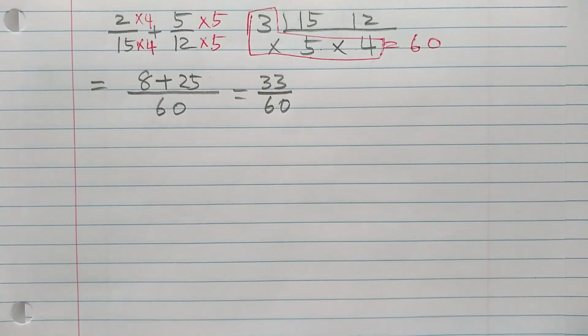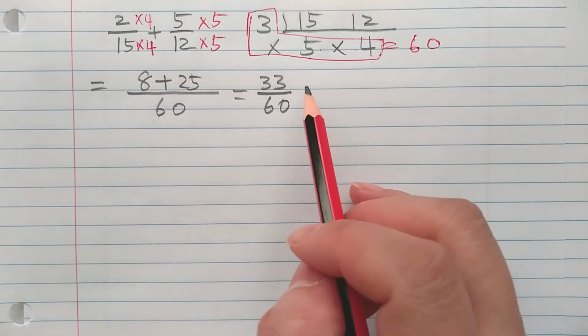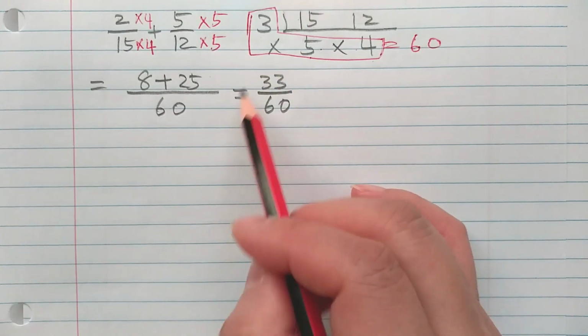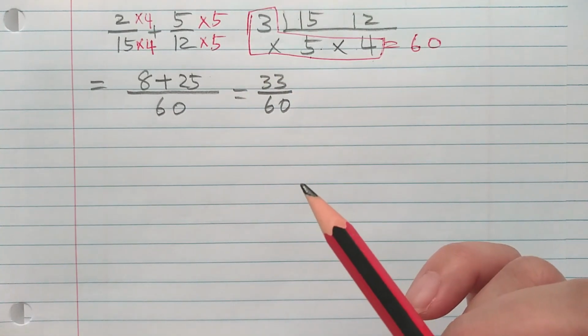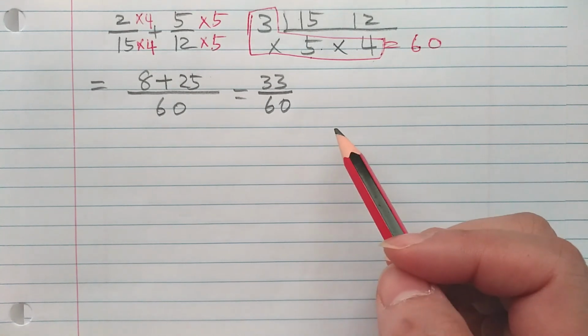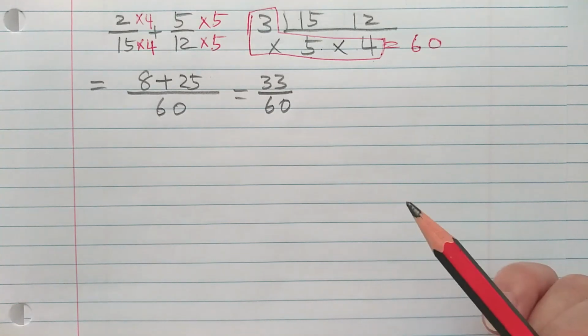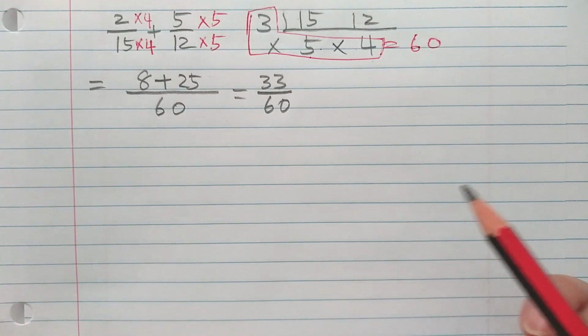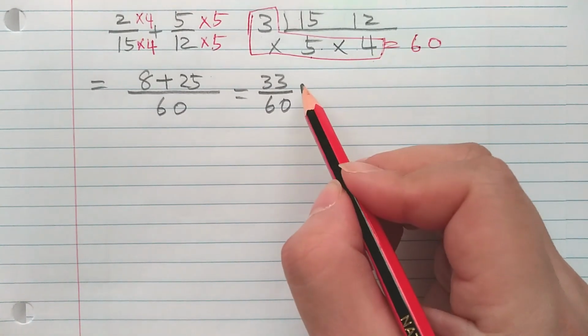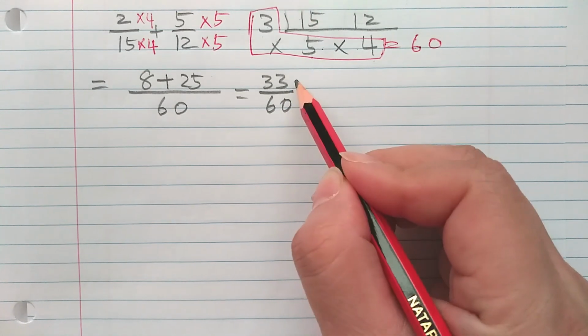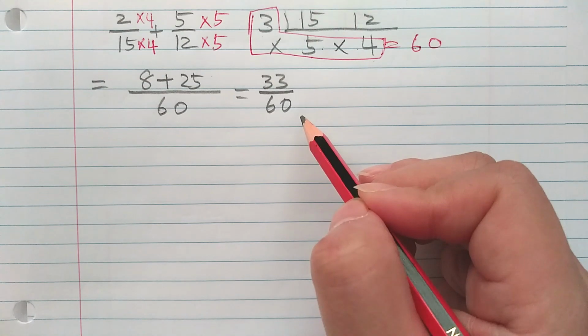Are we done? No, because this is not the simplest form. When you have a fraction for your answer, always make sure this fraction is the simplest form. What is the common factor of 33 and 60? What can divide 33 and 60?